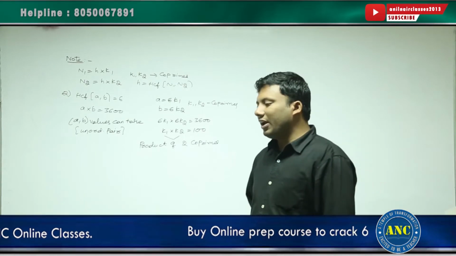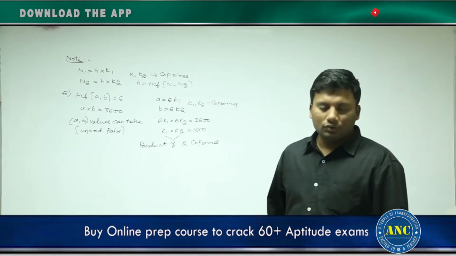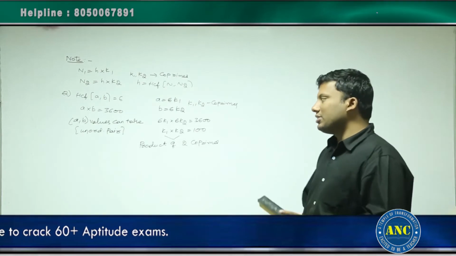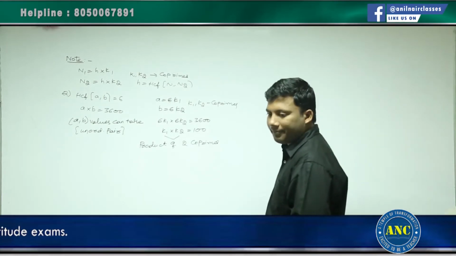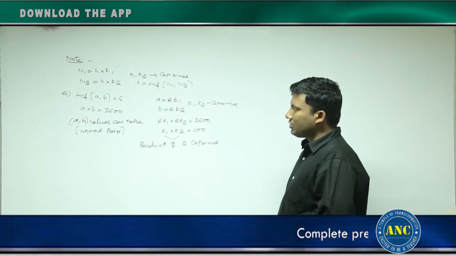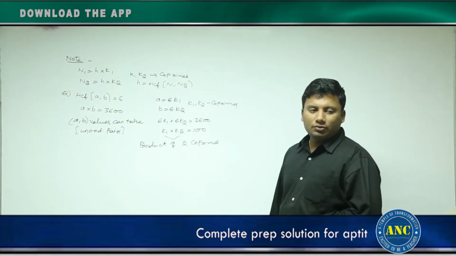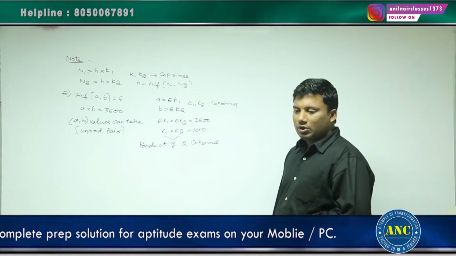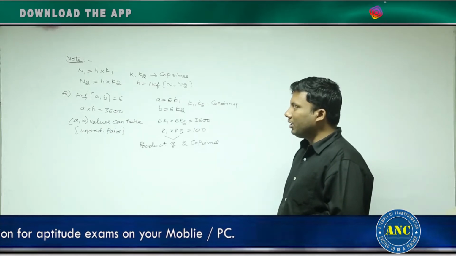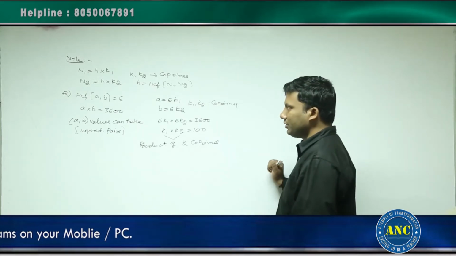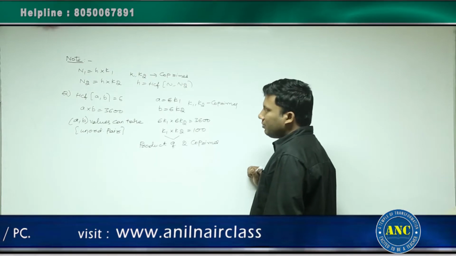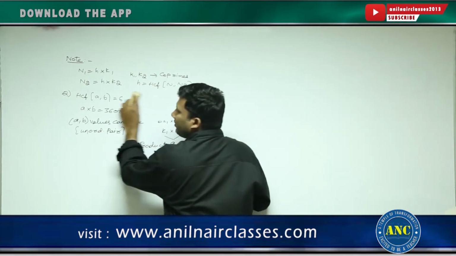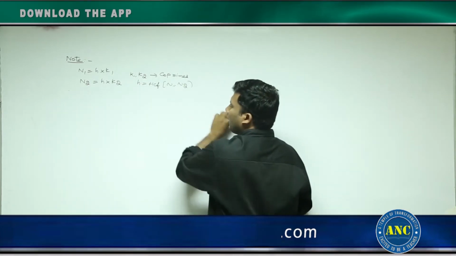Number of ways of writing a number as a product of two co-primes. We'll discuss that concept, then we'll solve 2 to 3 problems. Sum of two co-primes we discussed. Now we are discussing product of two co-primes.